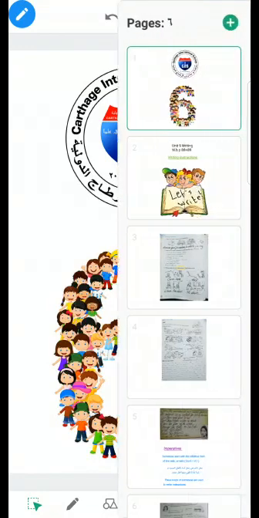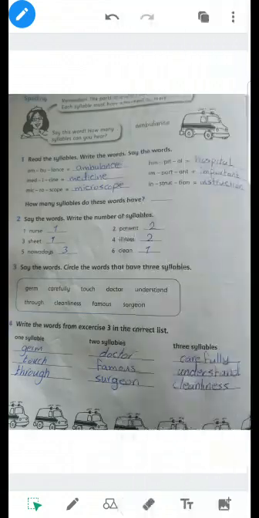So, first of all, I'm going to give you the answers to the homework that I have given to you. Workbook, page 86. These are the answers. You can take a screenshot and check your answers later, okay? Which is spelling, of course.